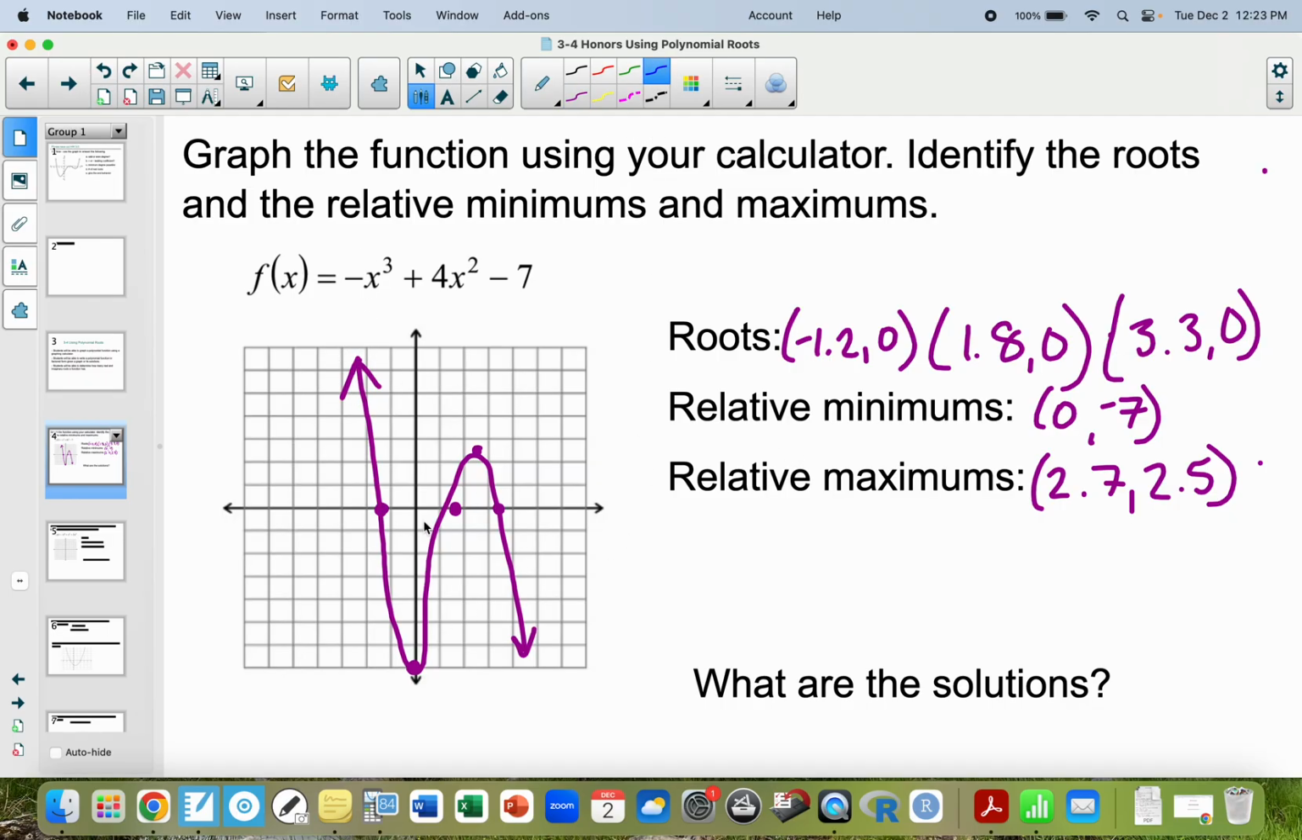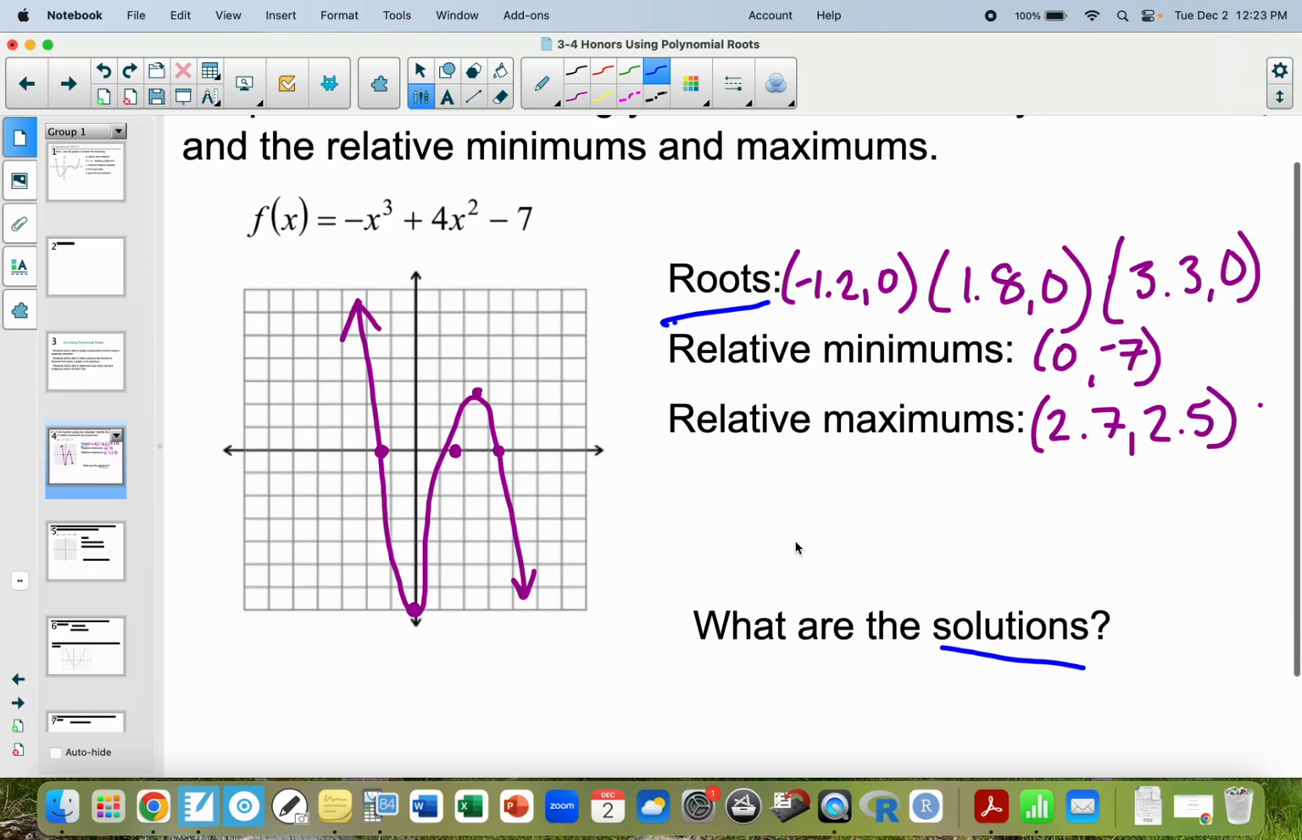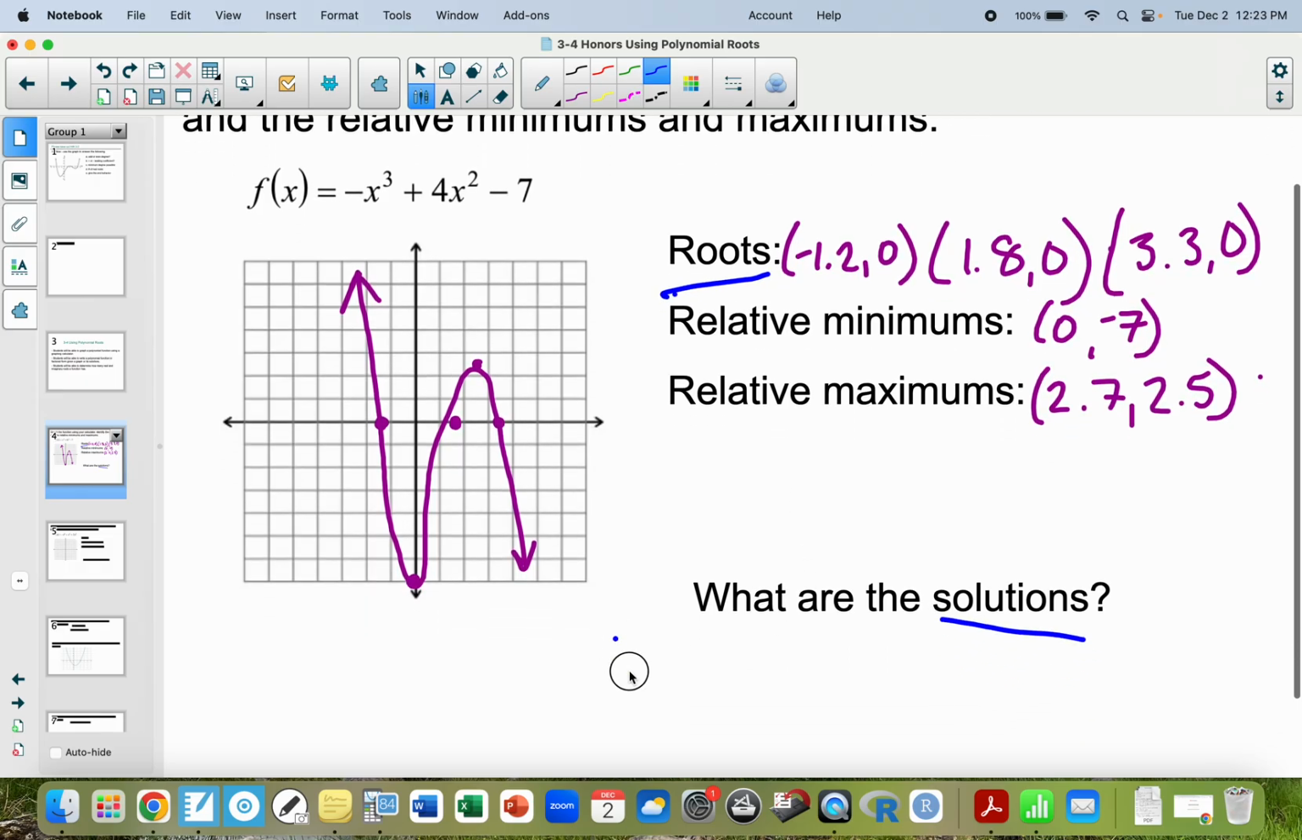So then we can get a sketch of our graph, and then solutions. Remember, the solutions are like the roots, it's where it crosses the x-axis, except solutions we usually write as x equals. Okay, so x equals -1.2. So same values we found up here already. x is equal to 1.8, and x is equal to 3.3 would be our three solutions of this graph.